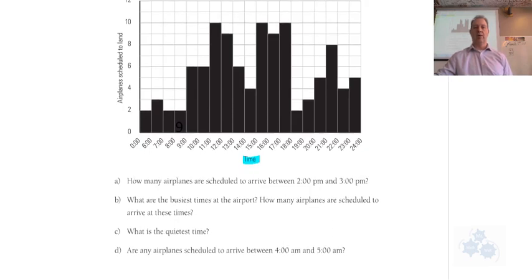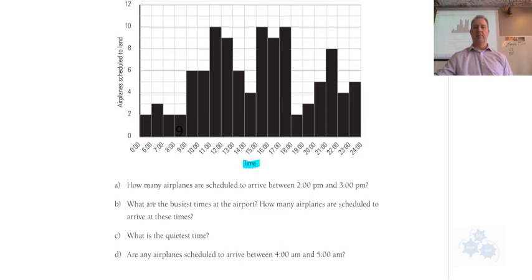What's the number of planes scheduled to arrive between 4 and 5 a.m.? Ooh. What's the answer there? Do we have a 4 and 5 a.m. bar? No. We have a 0 to 6, or a midnight to 6 a.m. So we don't really know. That one we don't really know, because this is the whole 6 hours here.